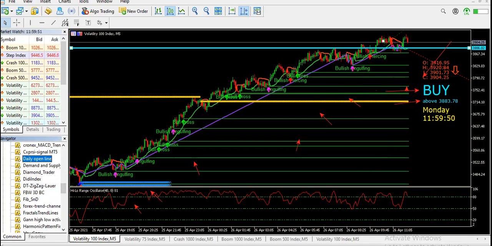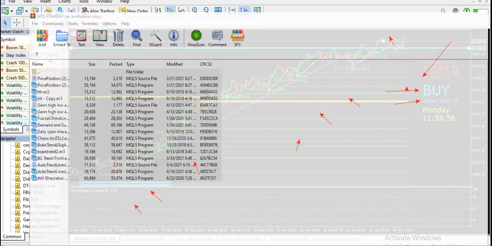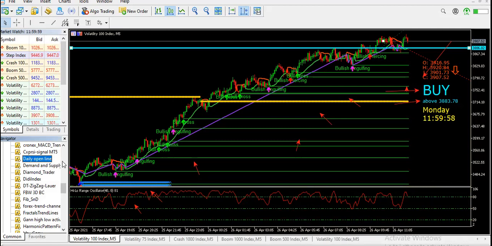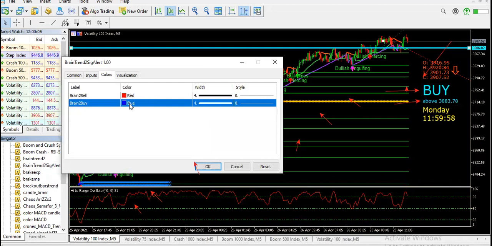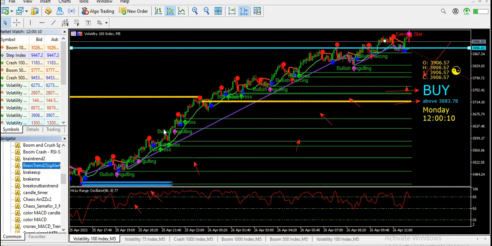So the other one you also need to put on is the circle dots indicator. Okay, so the circle dots are in red and blue. So if I click OK here, we're going to see some circle dots appearing. So these are the circle dots. All right. So the circle dots always point us in the direction of the market. So here it was telling us to buy, and until we get a circle for a sell, that's when we sell.